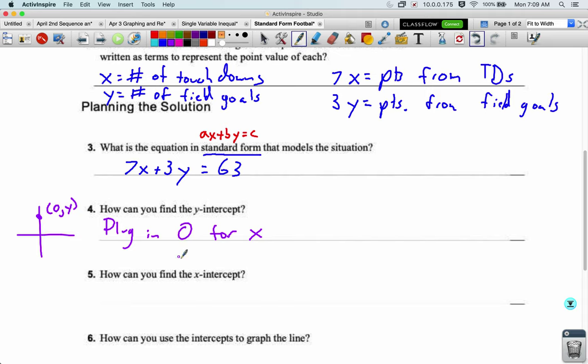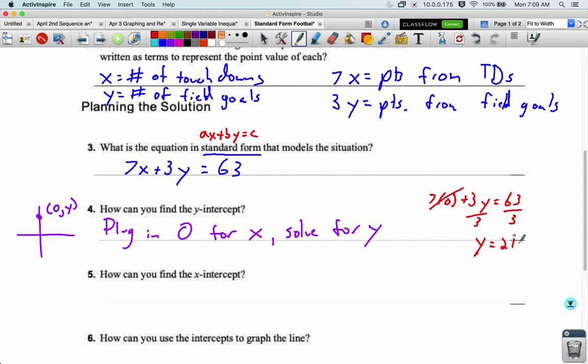So if I plug in 0 and then solve for y, I'll find the y-intercept. Let's try that. So 7 times 0 plus 3y equals 63. These cancel out. Divide both sides by 3, and we get y equals 21.